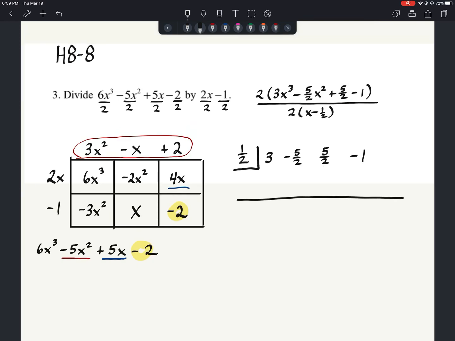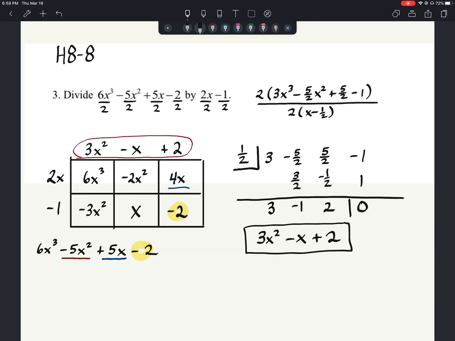And now when we go through it, I'll bring down my 3, multiply it by 1/2. I have 3 over 2. So negative 5/2 plus 3/2 is going to be a negative 2 over 2, which is really the same thing as just -1. -1 times 1/2 would be a negative 1/2. 5/2 plus a negative 1/2 is 4/2, which is 2. 2 times 1/2 is 1. And in this case, we get no remainder, just like we knew we shouldn't have. And so we've got 3x squared minus x plus 2 is the quotient.